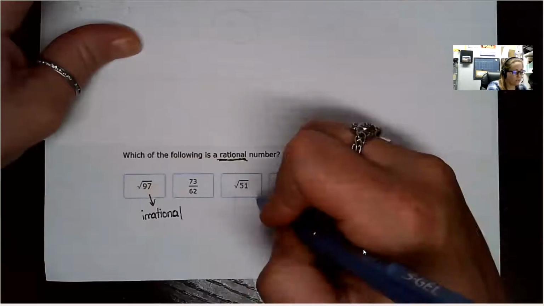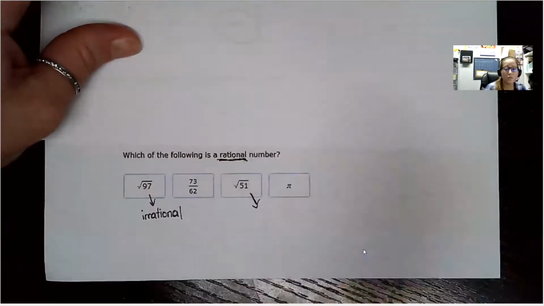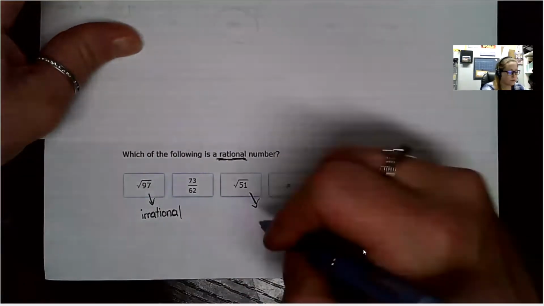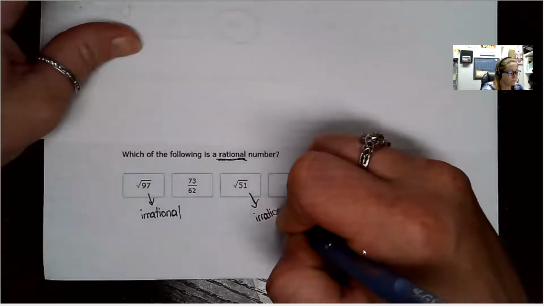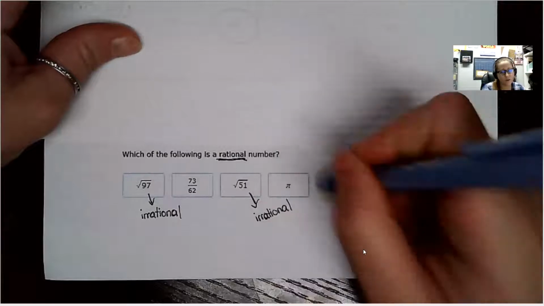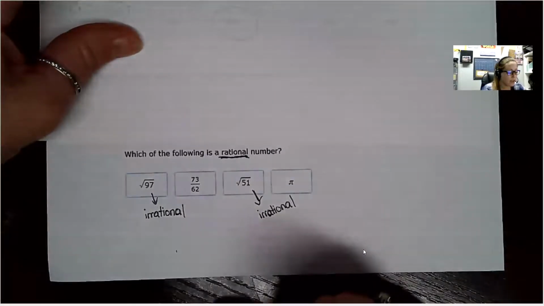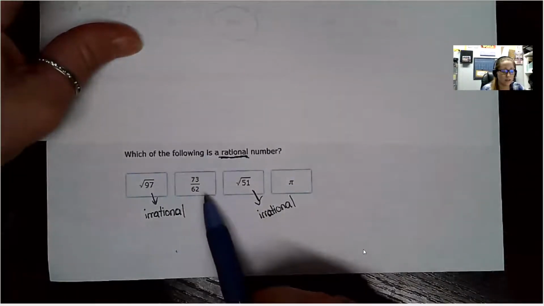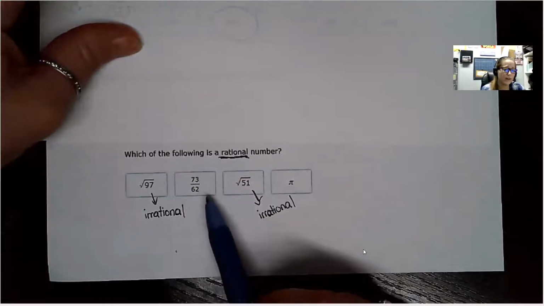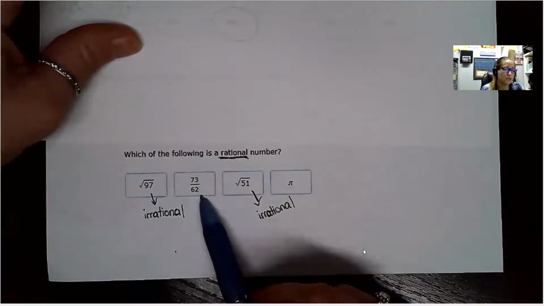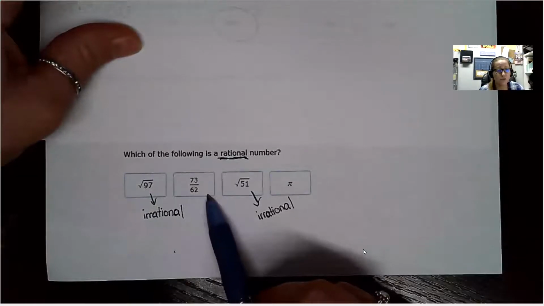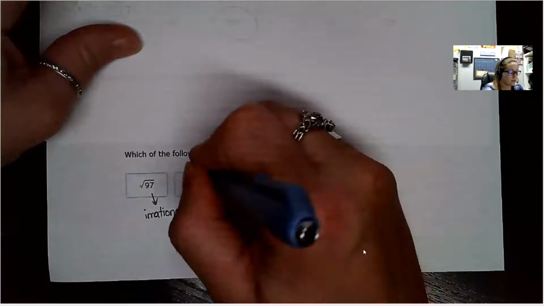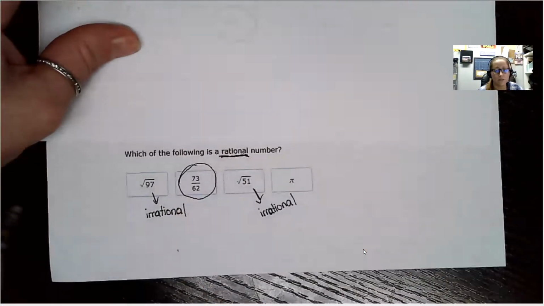Okay. You can also figure out that the square root of 51 is not a perfect square, so this is also going to be irrational. And then we know that pi is also irrational. So looking at this answer choice, we have a ratio of 73 over 62. Our denominator is not 0. It is an integer. So we would say that this is the only rational number out of this group.